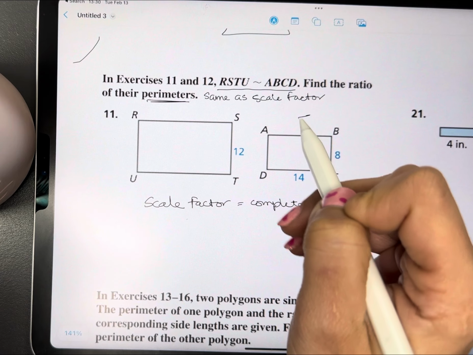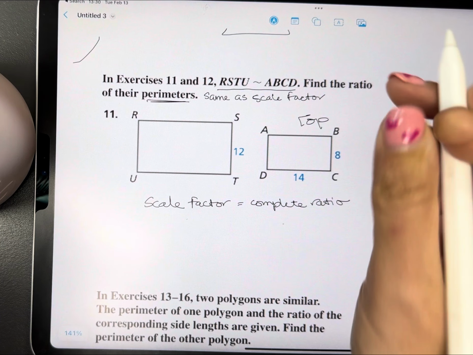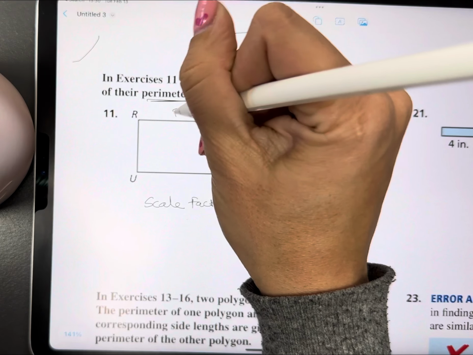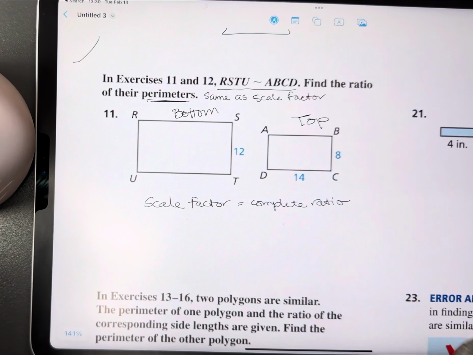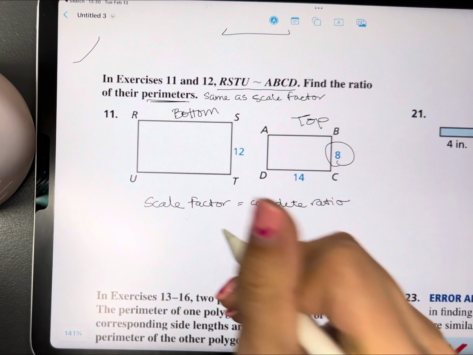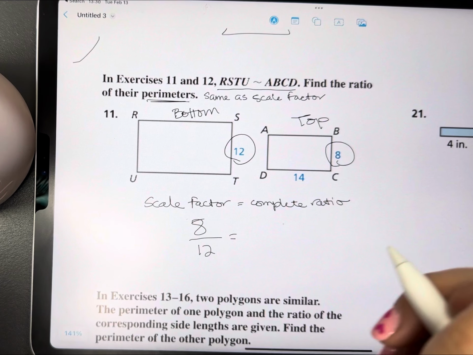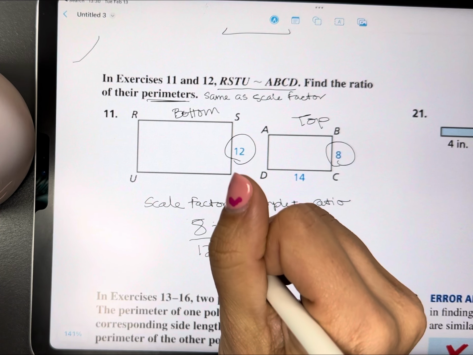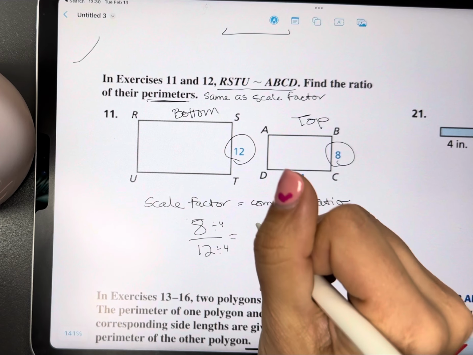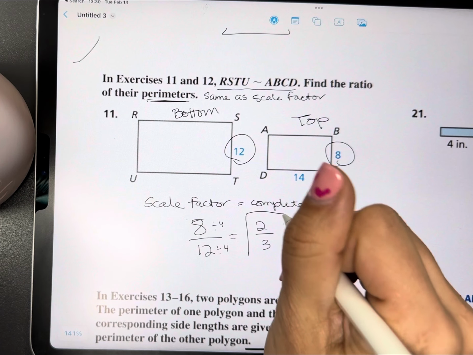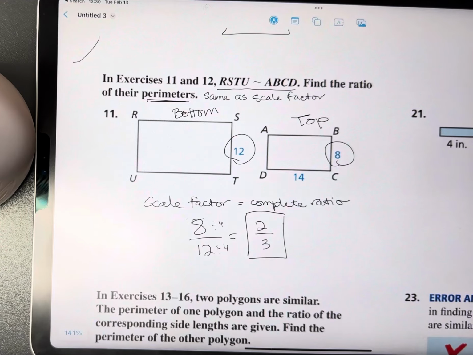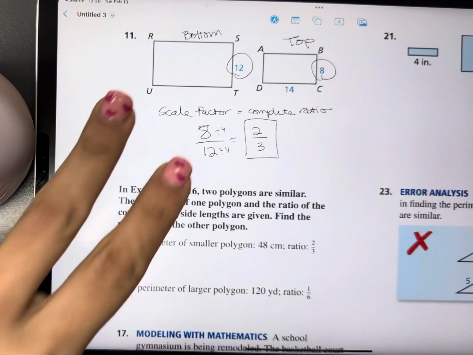So top to bottom means that I get 8 to 12, which will reduce to, if I divide both by 4, 2/3. And that's the perimeter ratio. I don't have to do more work there.